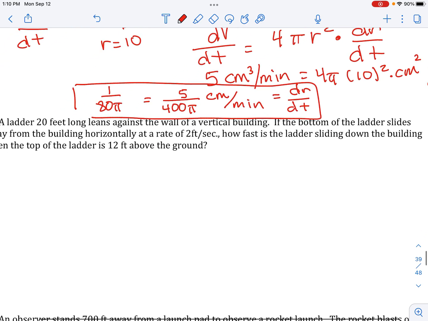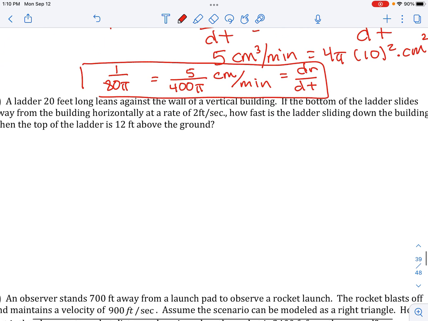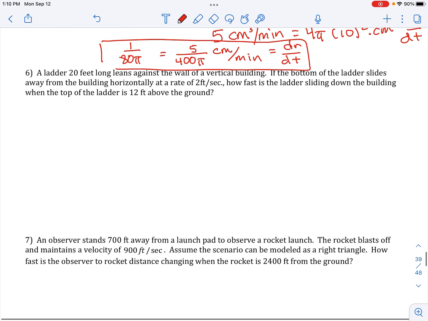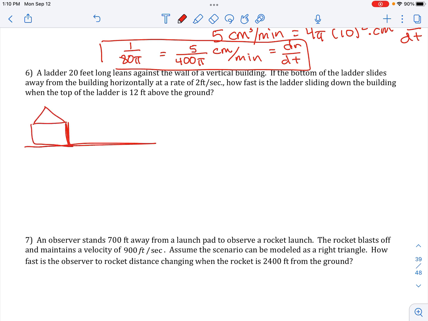Okay. Next one. It says you've got a ladder that's 20 feet long leaning against the wall of a vertical building. So I've got a house. Here's the wall. Let's assume the ground is horizontal, and there is a ladder that leans against it. And this ladder is 20 feet long. Okay, the length of the ladder is never changing, so this number is a constant.